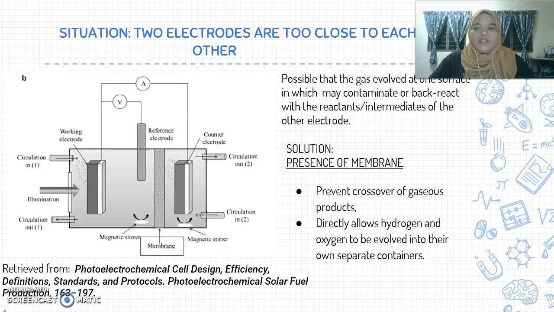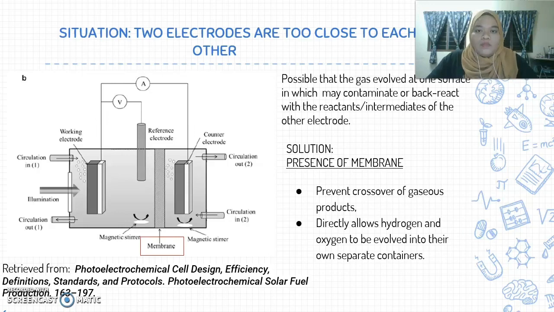I will proceed with this presentation, still on the same topic but a different situation. So let's say we have a situation where the two electrodes, which are the counter electrode and the working electrode, are too close to each other. So what will happen? What will the problem be and what are we going to do to face the problem? When the two electrodes are too close, there is a possibility that gas will evolve at one surface, which may contaminate or back react with the reactant or intermediate of the other electrode.